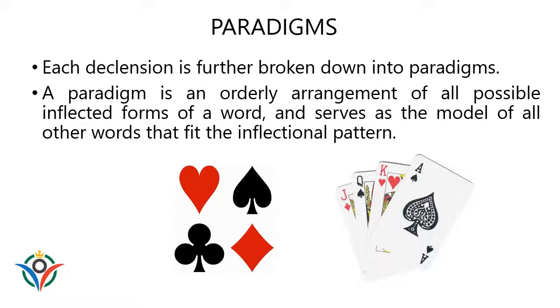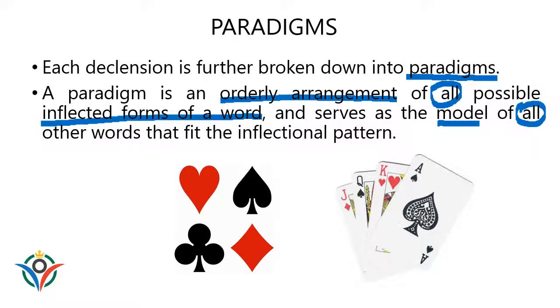Let's continue speaking about declensions. It says, each declension is further broken down into paradigms. So what are paradigms? A paradigm is an orderly arrangement of all possible inflected forms of a word and serves as the model of all other words that fit the inflectional pattern. I realize that this is just theory to you at the moment and might not make sense, but I assure you that it will become clearer in time as we do some examples together.